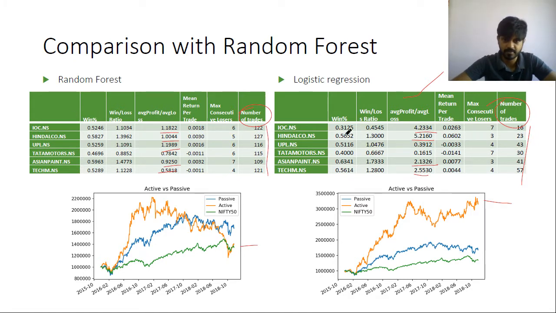Now looking at the win rate, we can see that the random forest is pretty consistent compared to the logistic regression. So this is a difference. This is a place where the random forest has done better. But overall, when it comes to final performance, the logistic regression is still better.